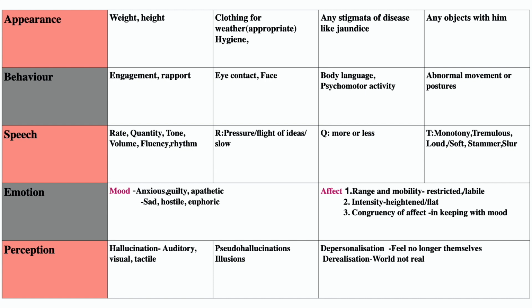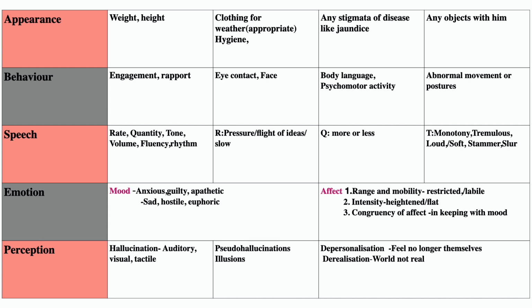In affect, we look at the range and mobility, intensity, and congruency of affect. Then after emotion we go to perception. So in perception, we assess whether the patient has any hallucinations. Hallucinations could be auditory, visual, and tactile.